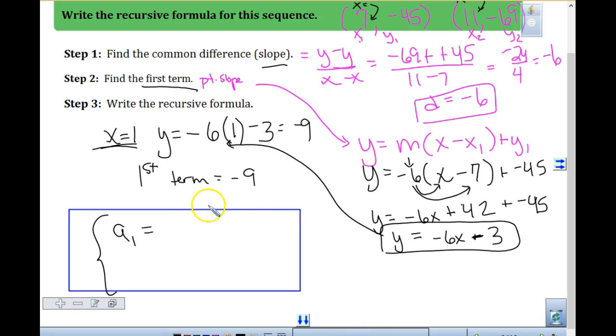No. -9. Keep going, Colby. Caleb, sorry. A sub n equals a sub n minus 1, common difference, minus 6, for n greater than 1. Okay? You have to do all this work.